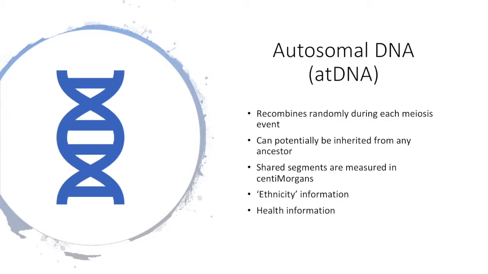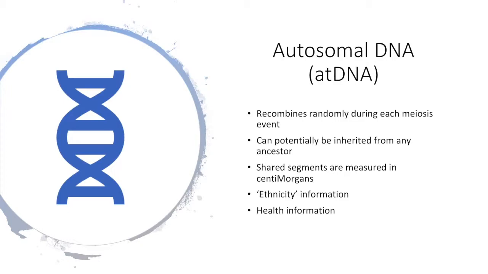So we're going to talk first about autosomal DNA and the way it behaves. It recombines randomly during each meiosis event. A meiosis event is the creation of sperm cells and egg cells. When we create sperm cells and egg cells, we take our DNA, we shuffle it up, and we give a random 50% of our DNA to each cell. We give roughly 25% of each of our parents' DNA to that, but it is 50% of our own DNA.